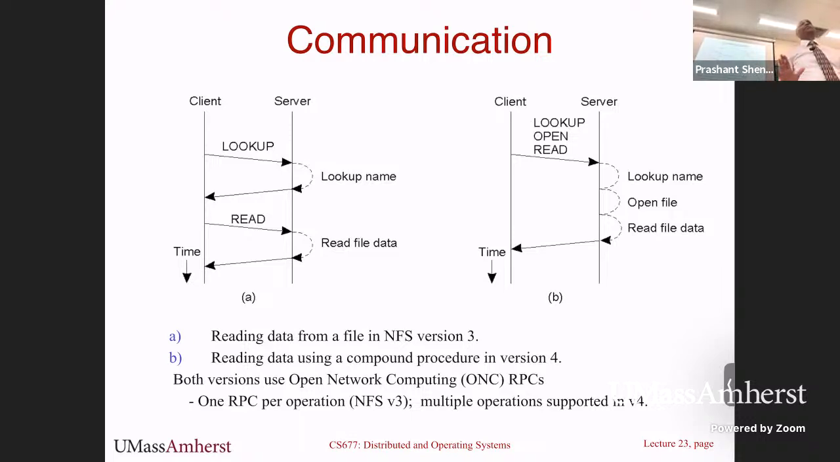So batching is supported as a performance optimization. It's not a requirement. The NFS client in this case could have made 3 separate calls, would have worked perfectly fine. Just to reduce the network overhead and improve performance, you can batch. That's an optimization that they put in NFS version 4. So 1 RPC per operation in normal NFS version 3, multiple operations per RPC in version 4. That's batching.